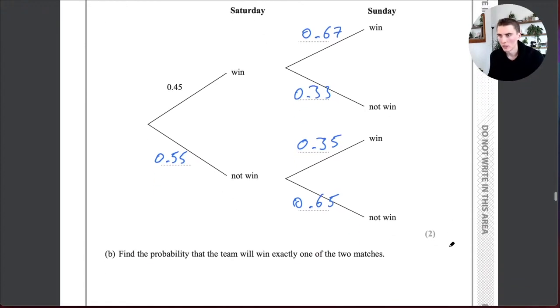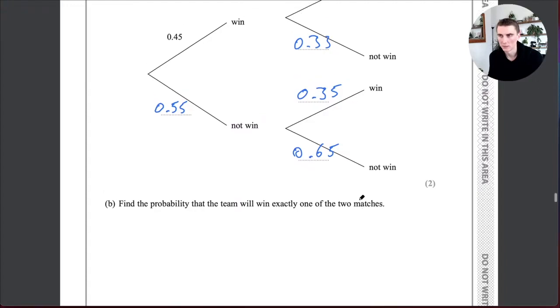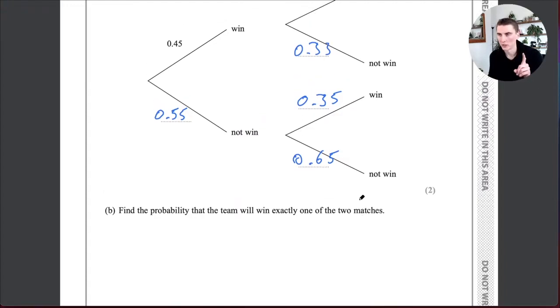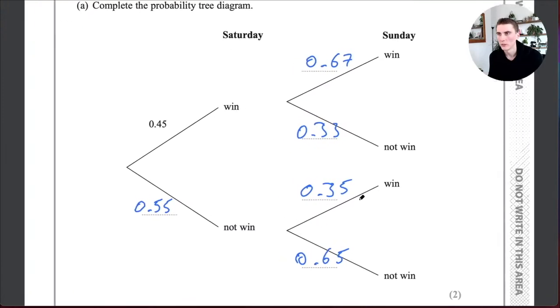So, if we scroll down now, the next part of the question is find the probability that the team will win exactly one of the 2 matches. So exactly one of the 2 matches. So basically they can't win both, they can't win neither, they have to win only one. Alright, so if we scroll back up, we can zoom into this bit. This is the only bit we care about now.